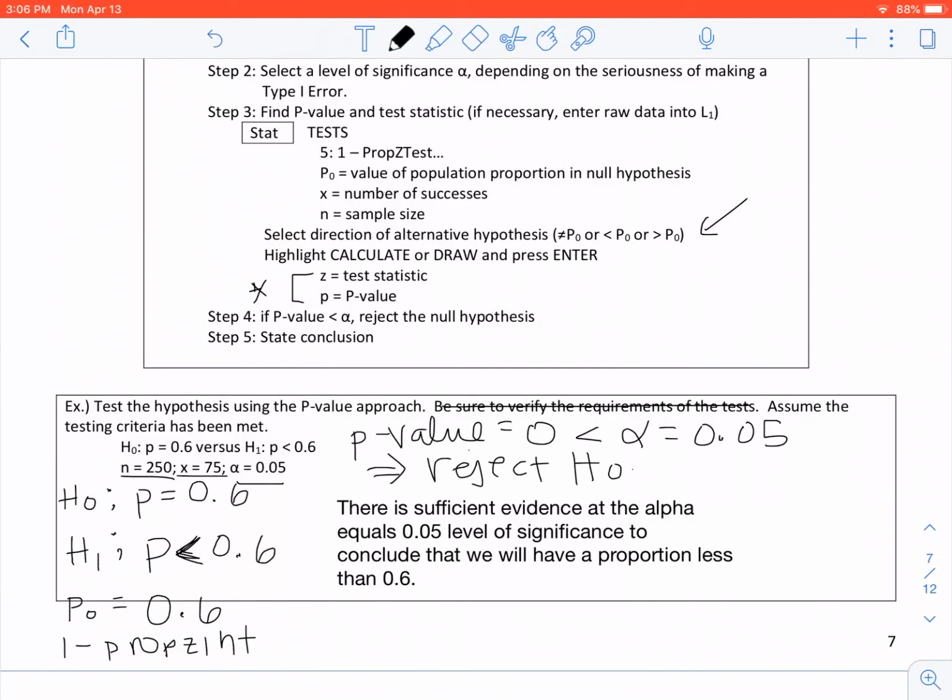I have my conclusion already typed in here for you guys, so take a second to write that down. It says there is sufficient evidence at the alpha equals 0.05 level of significance to conclude that we have a proportion less than 0.6. I want you guys to realize what we're talking about here. To conclude that, it needs to match what you have in your alternative.